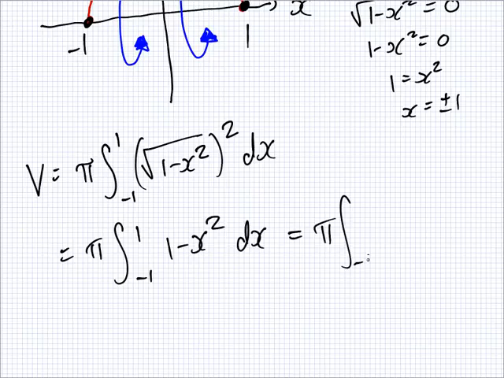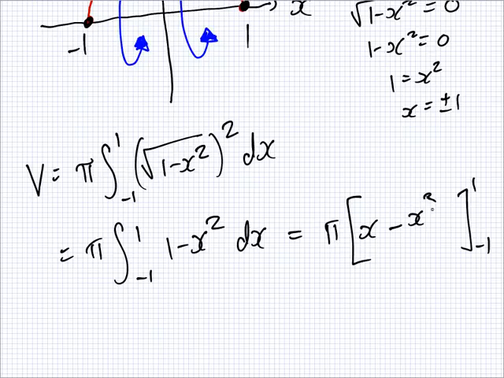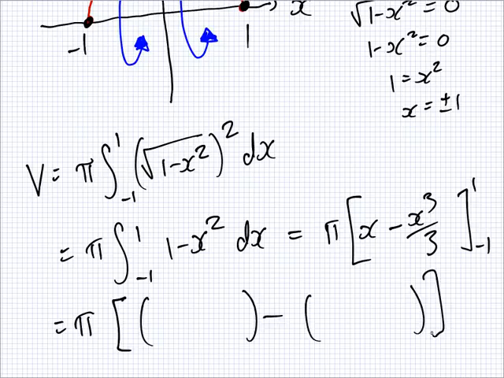Pi, minus 1 to 1. Okay, so when I integrate 1, what do I get? X. And when I integrate x squared? X cubed over 3. So this will be pi. First we'll put in 1. Then we'll put in minus 1. If I put in 1, I'll get 1 minus 1 over 3. And when I put in minus 1, I get minus 1 minus minus 1 over 3.